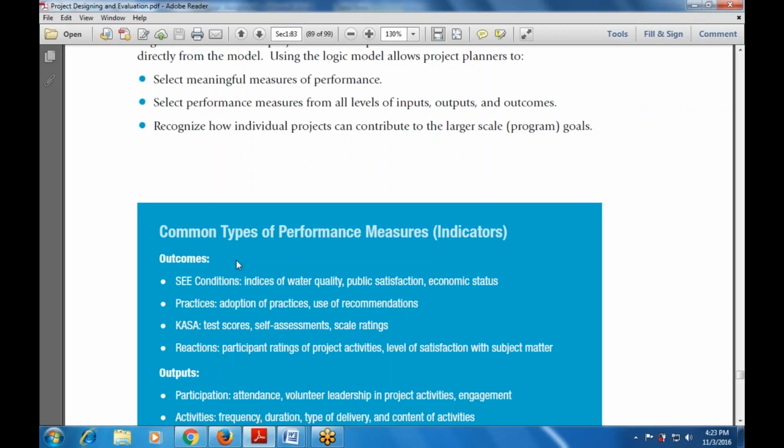Then the third one is CASA. CASA includes the test scores, the self-assessment, and the scale rating. The next one is the reactions, that is, the participant ratings of the project activities and the level of satisfaction with the subject matter.